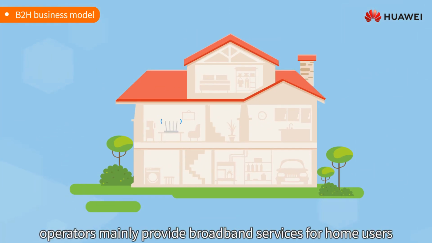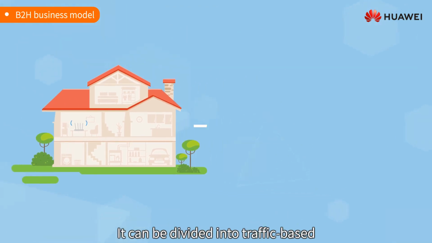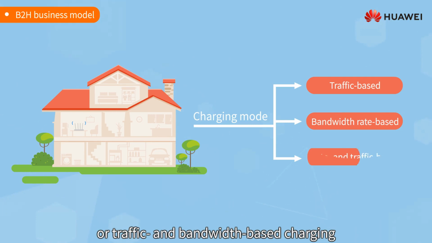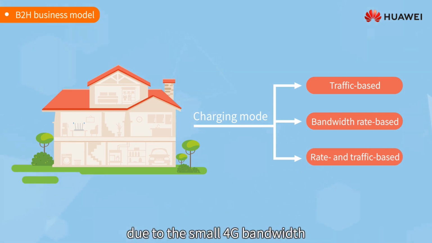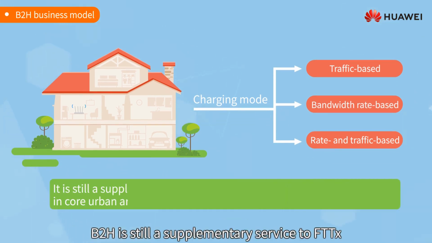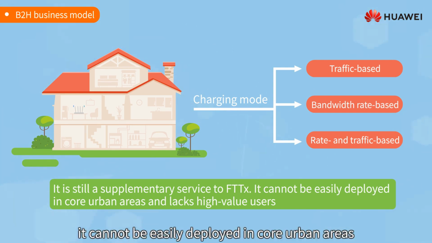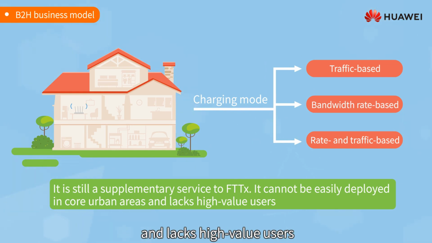In the 4G era, operators mainly provide broadband services for home users. It can be divided into traffic-based, bandwidth-based, or traffic and bandwidth-based charging. However, due to the small 4G bandwidth, B2H is still a supplementary service to FTTX. Therefore, it cannot be easily deployed in core urban areas and lacks high-value users.